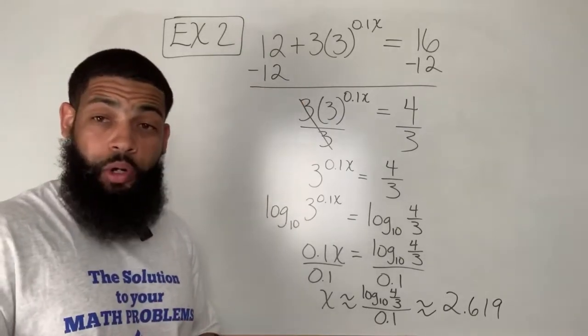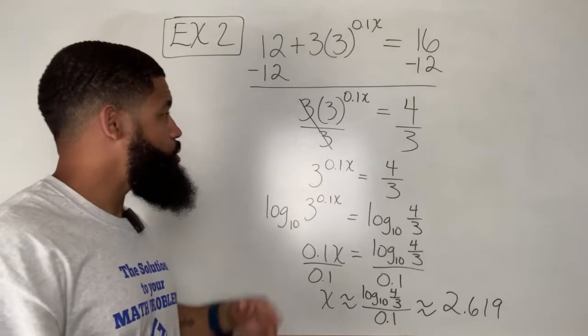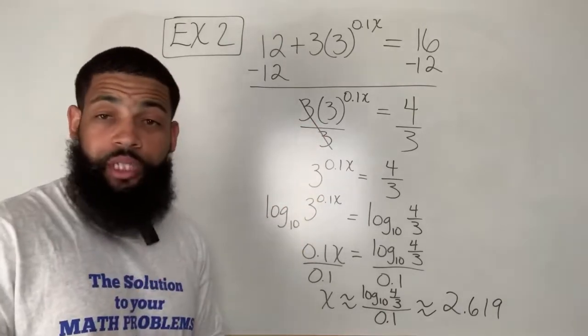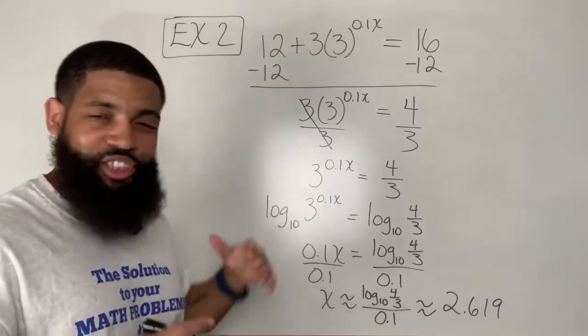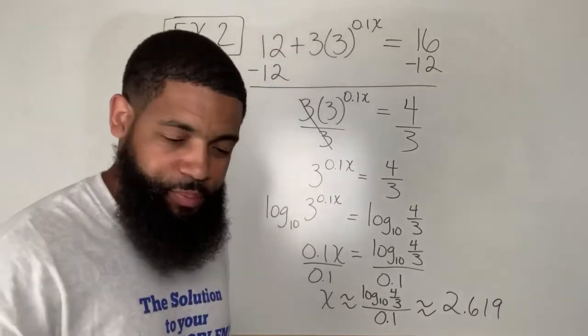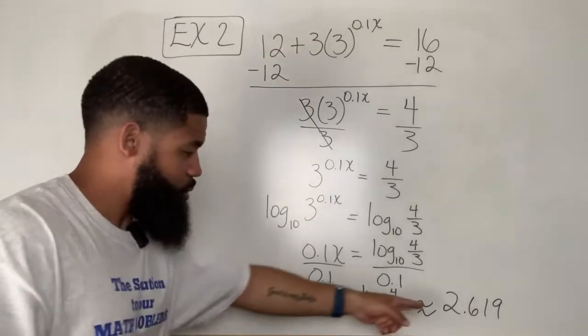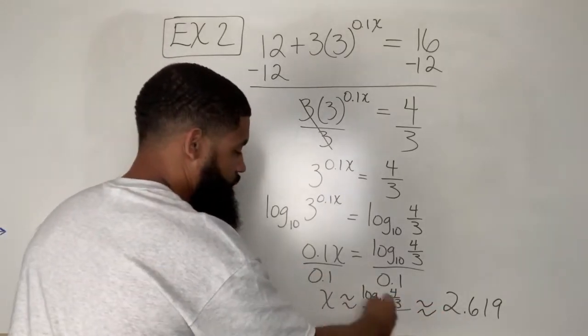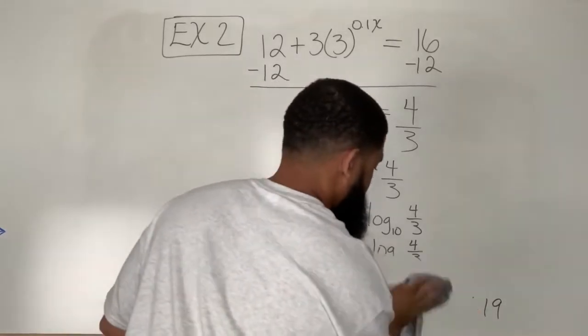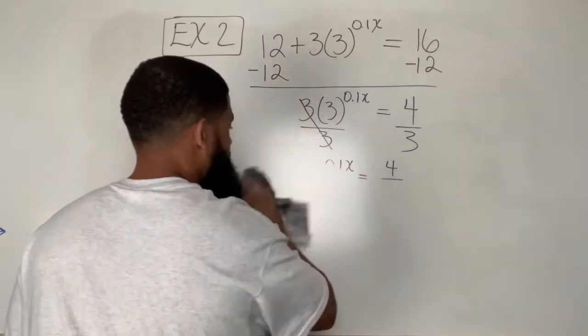Now, I know that's a lot, but go back through. If you have to pause, rewind, go back through the steps. We're doing all inverse operations. We're keeping the equation balanced, but we're doing it with exponentials. So this is your approximation, 2.619. Notice I keep this in this form because that's going to give you the best approximation.